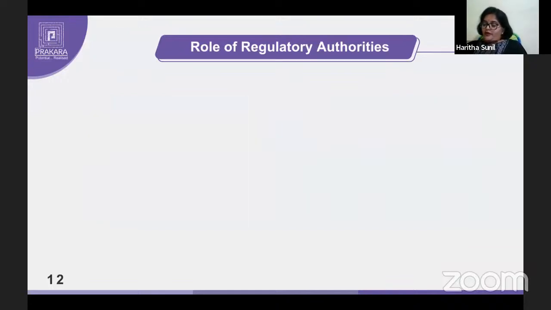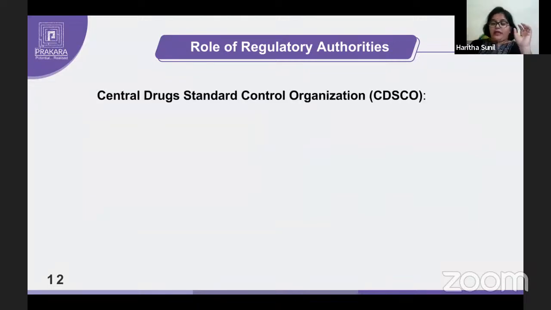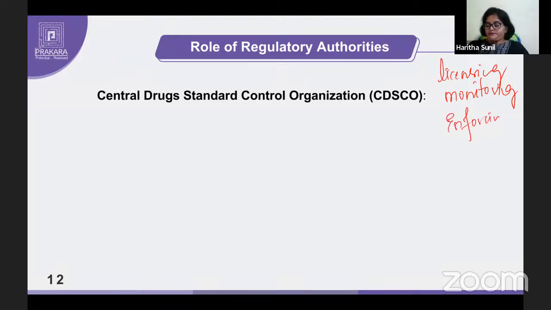And then the role of the regulatory authorities. The regulatory authorities play a major role in ensuring compliance with the Drugs and Cosmetics Act 1940. Their responsibilities include licensing, the duty of giving approval and the license. It also consists of monitoring and enforcing the laws which are related to drugs and cosmetics.